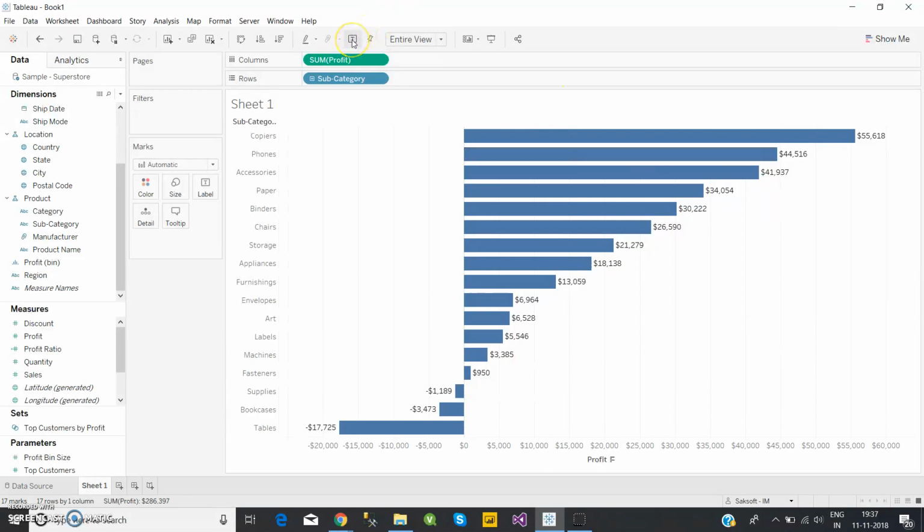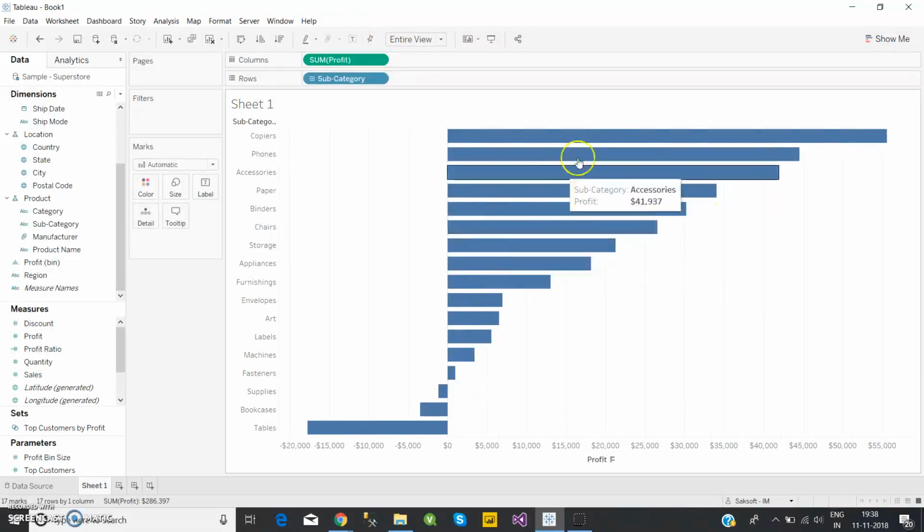Let's take a use case. You can see that copiers has a profit of 55,000 and storage has 21,279. Let me remove the label now. Even without looking at the label, I can see that storage has somewhere close to 50% of the profit value of copiers. So even without looking at the absolute profit value, just by looking at the size difference, I can understand that it is somewhere close to 50% of the profit of copiers.